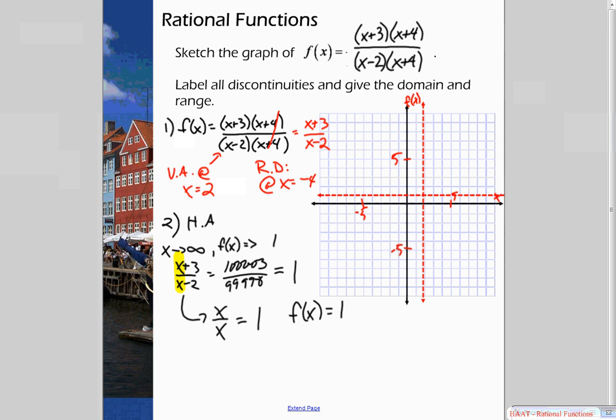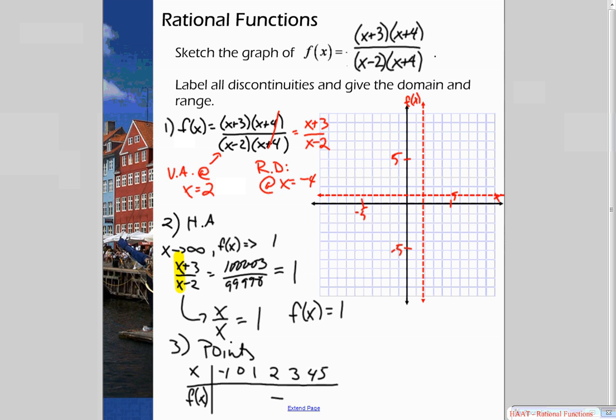So for step 3, I'm going to do a horizontal chart here for the sake of room. At 2, I don't have anything because that's my vertical asymptote. I'm going to go a little bit to the left, so 1, 0, and let's even go negative 1. And then I'm going to go 3 points to the right: 3, 4, and 5. And then I'm just going to plug values into the equation.